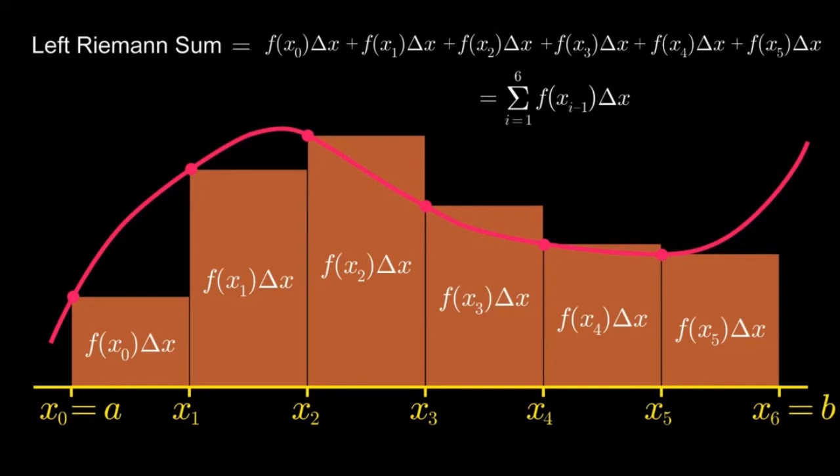Now a different choice would be the rectangles shown where the heights are the function values at the left endpoints of the 6 subintervals. Again, take the function values for the heights of the rectangles, multiply by the base, which is again delta x, to get the area of each rectangle. Add these up to get the total area of the 6 rectangles. This gives a different approximation of the area called the left Riemann sum, for obvious reasons.